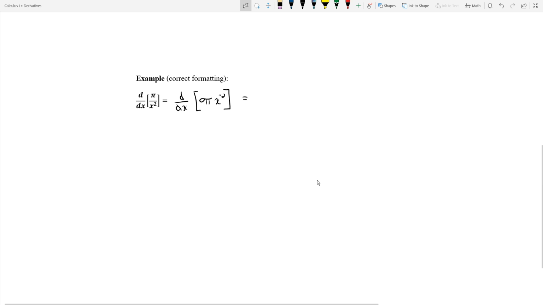It says that we need to bring that nth power down to the front. So we're going to just bring that down, the entire value, which is negative 2, multiplied by pi, multiplied by x to the negative 2 minus 1. So that gives us negative 2 times pi times x to the negative 3. And it's as simple as that.